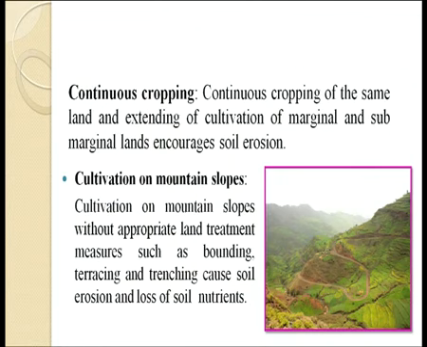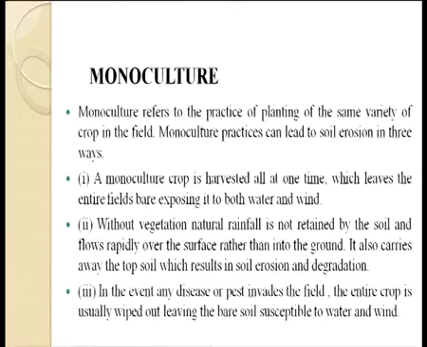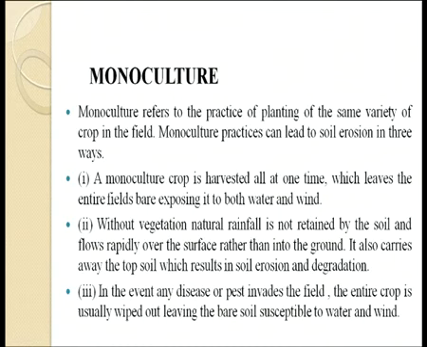Cultivation on mountain slopes without appropriate land treatment measures such as bunding, terracing and trenching causes soil erosion and loss of soil nutrients. Monoculture refers to the practice of planting the same variety of crop in the field. It can lead to soil erosion in three ways.